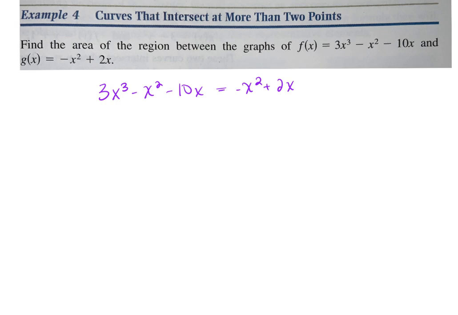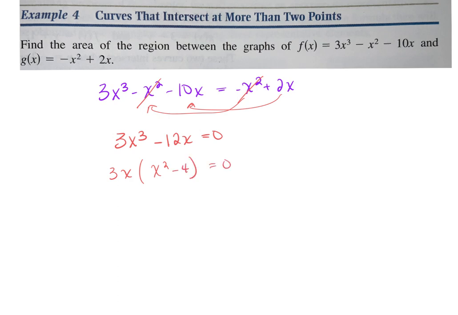So we're going to move our x squared over. That's actually going to cancel out, adding x squared to both sides. We're going to subtract our 2x over. So we're going to end up with 3x cubed minus 12x equals 0. Take out a 3x, you'll get x squared minus 4 equals 0.